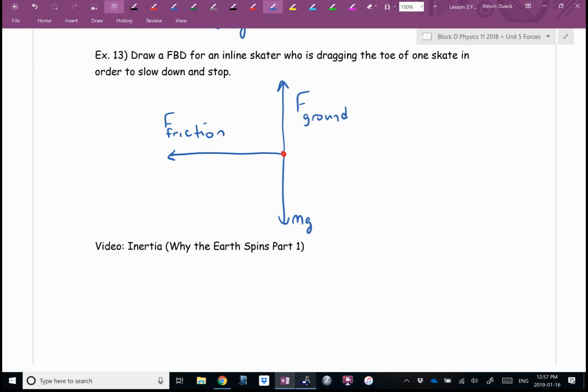Okay, so backwards, slowing down. So which way is this object accelerating? Okay. Do I need to have an arrow pointing to the right? What force would that be? Let me ask you again. Do I need to have an arrow pointing to the right? There is no force pointing to the right.